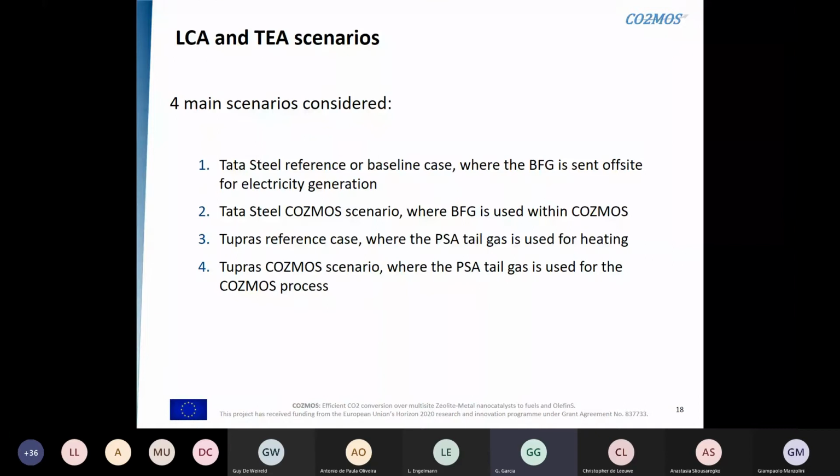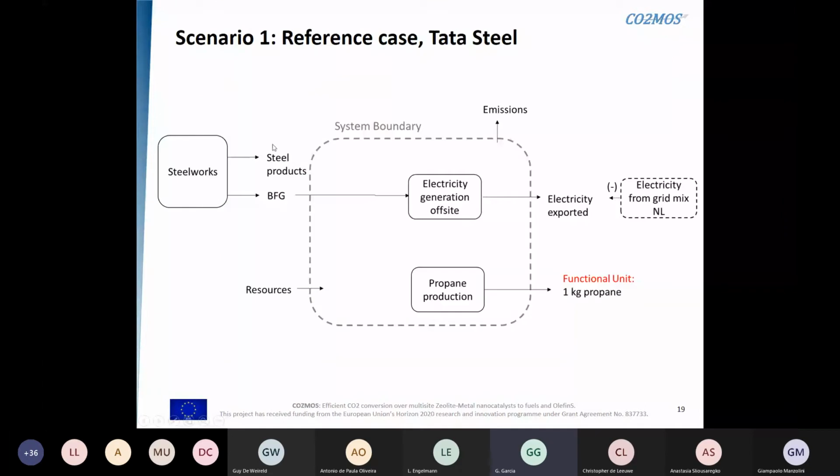For scenario 1, the input is the blast furnace gas that comes from the steelworks. The gas is currently sent off-site for electricity generation, and this electricity avoids the generation of electricity from the grid mix, so this receives an equivalent environmental credit or benefit. To make the scenarios comparable, we had to expand the system boundaries to include the propane production, so we scale everything to produce 1 kilogram of propane. And obviously, there will be other resources and also other emissions that we'll include in our study.